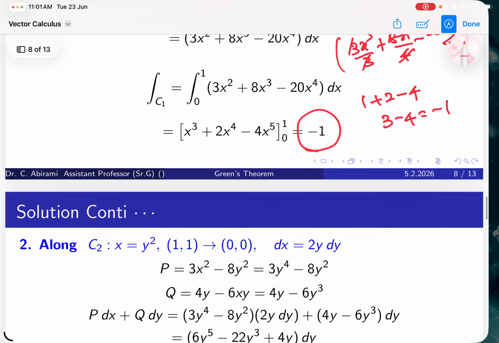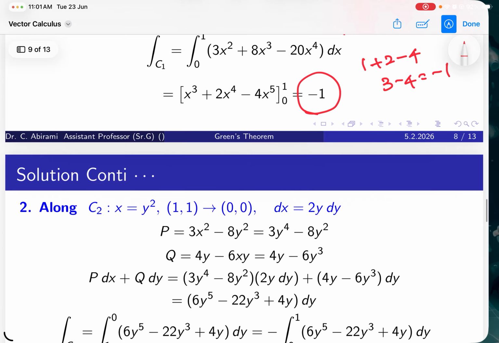Similarly, we can evaluate along C2. The equation will be x is equal to y squared. So here I can convert everything in terms of y. So dx will be equal to 2y dy. So here the range limits for y is 1 to 0. Okay. Now you can convert everything in terms of y.